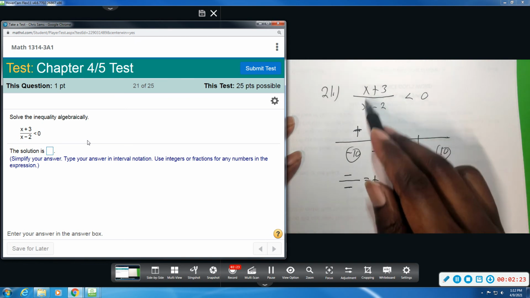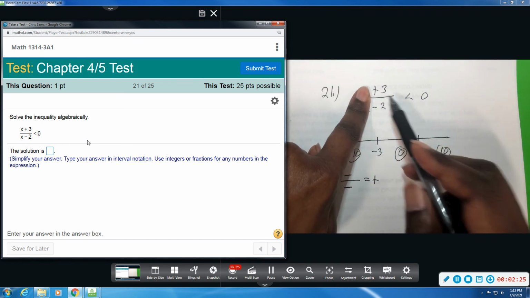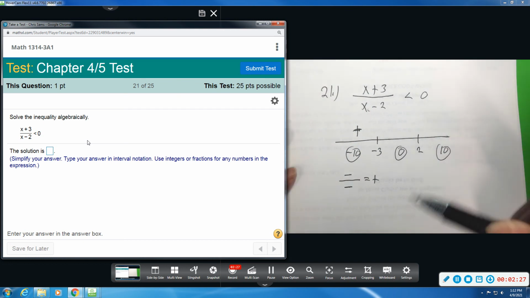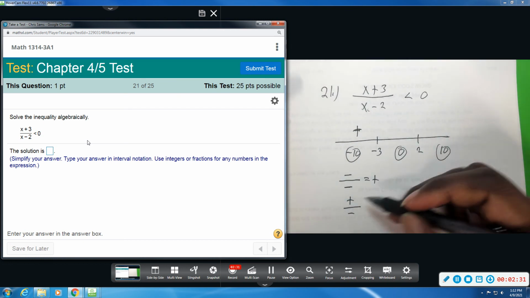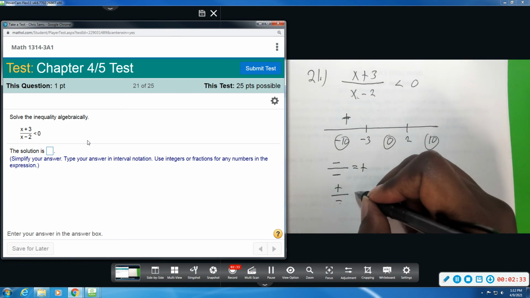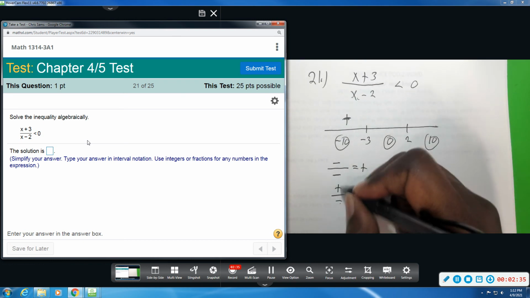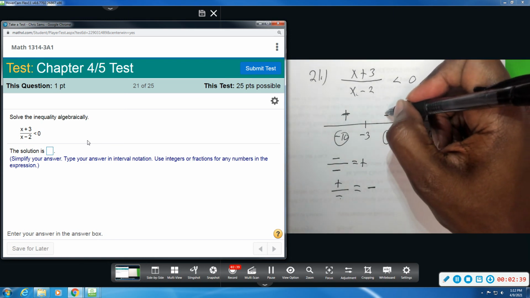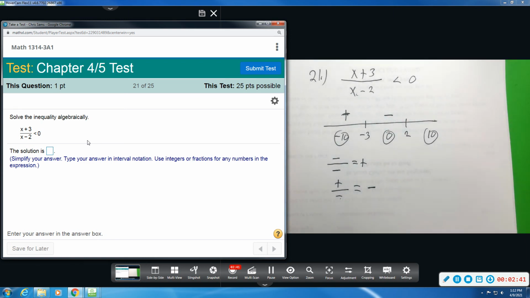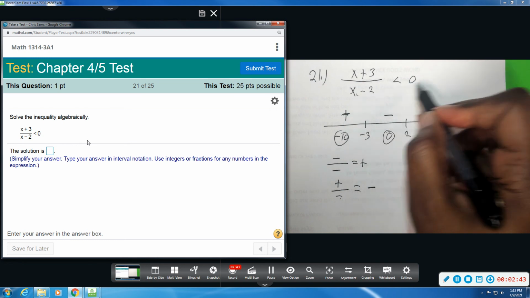When I plug in 0 to both of those, I would get a positive on the top, a negative on the bottom. Positive over a negative. So positive divided by negative, anytime you multiply or divide, if the signs are different, you're going to get a negative. So this middle section yields a negative value, which is what we want. We want less than 0.